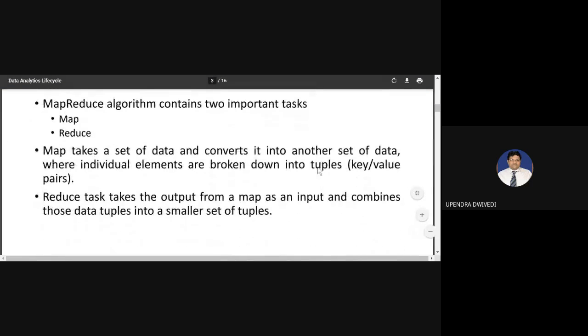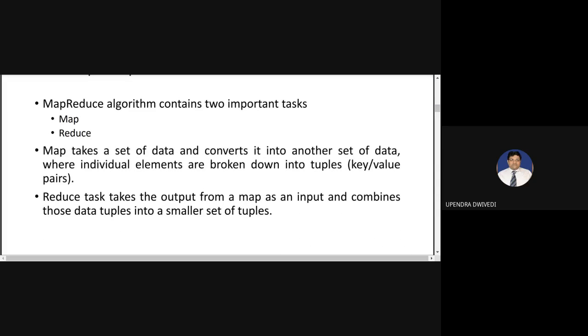Next. The MapReduce algorithm contains two important tasks. One is map, another one is reduce. So what is a map and what is a reduce? Basically, map will take a set of data and convert it into another set of data, where individual elements are broken down into key value pairs.